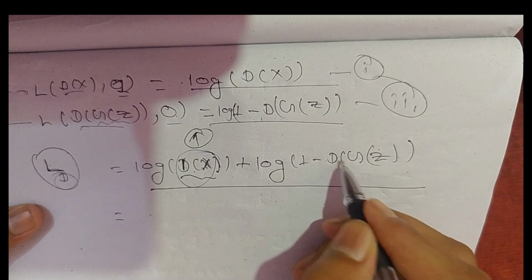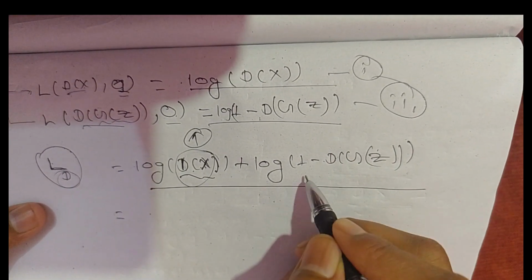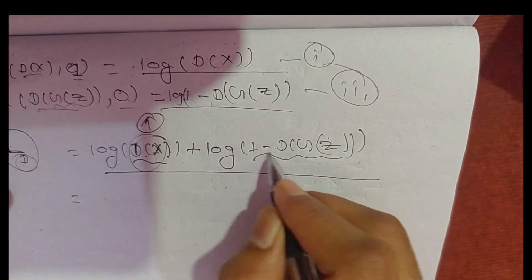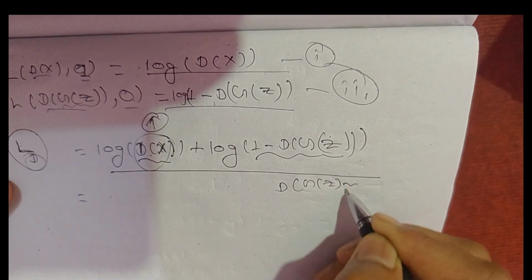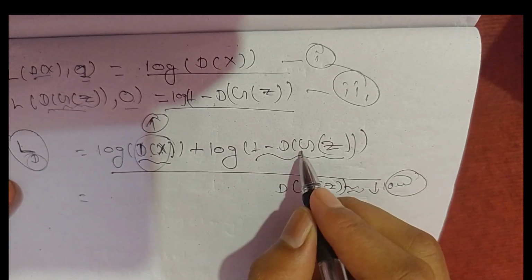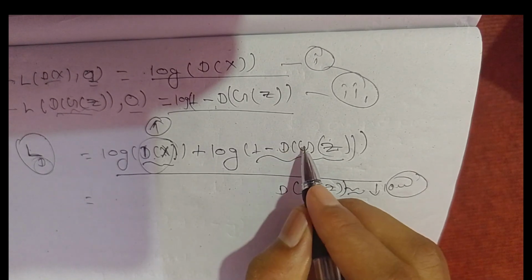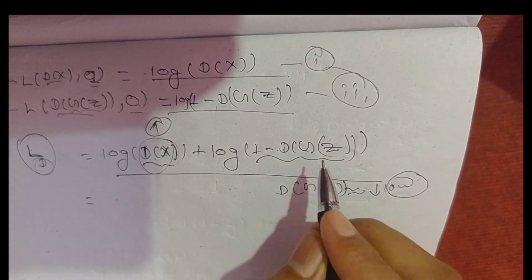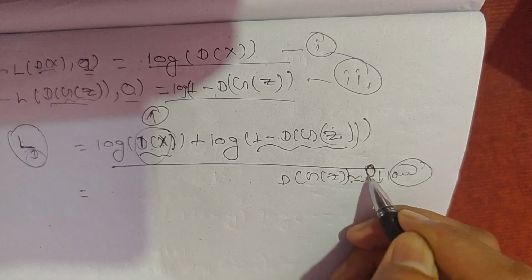And this is 1 minus D of G of z. If this quantity is higher, then D of G of z must be low. So the discriminator output for the generated data points should be low, it should be equal to 0 or low.